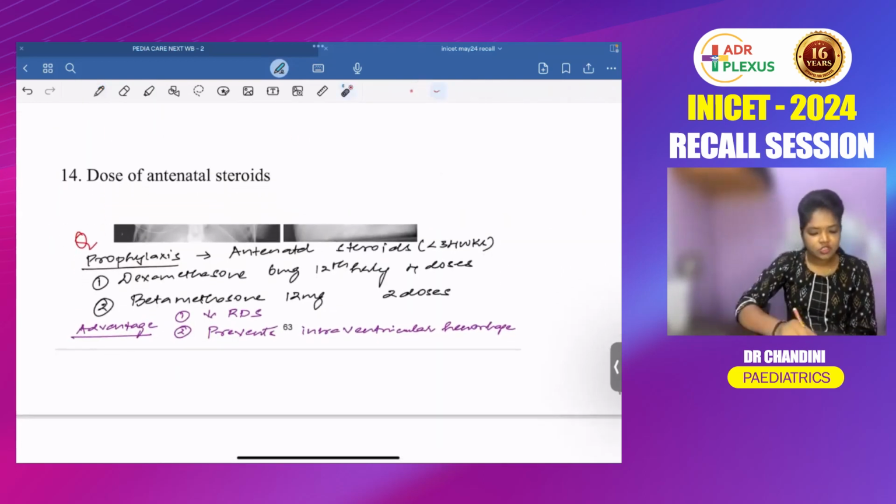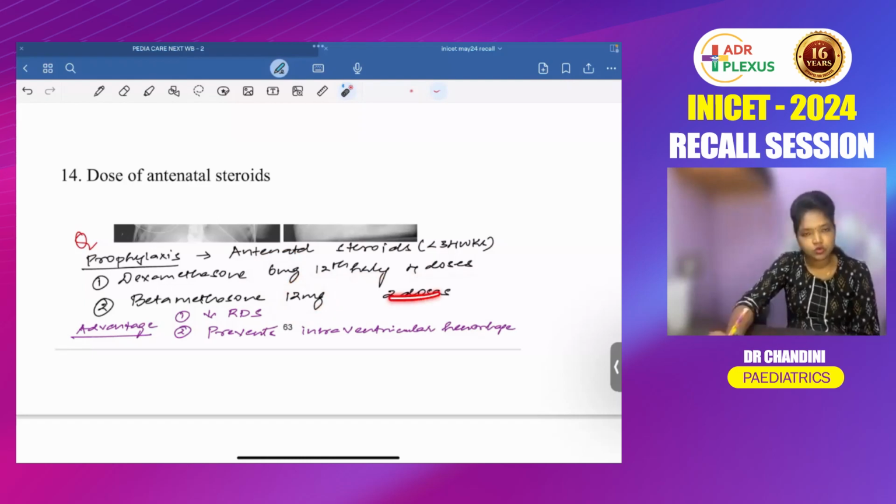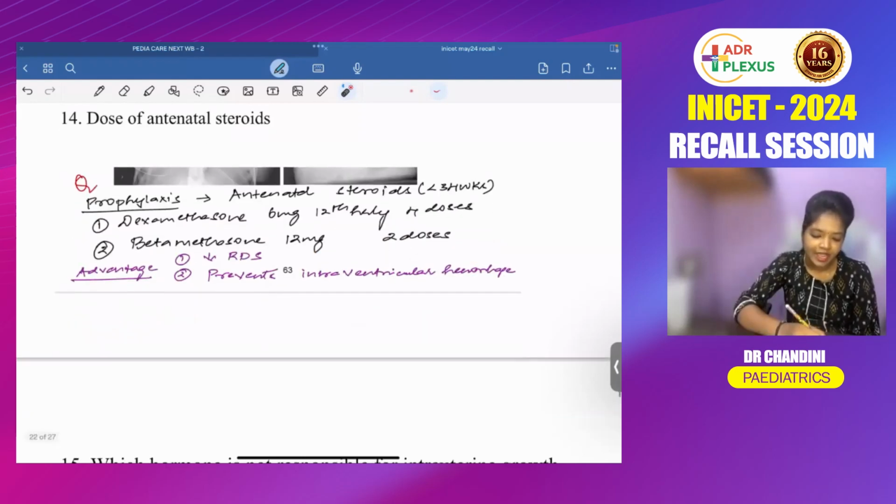14th question. This is also a previous year repeat question. The dose of antenatal steroid was asked. Combinations and permutations of dexamethasone and betamethasone were given. This is already done in our class also; the OG faculty would have taught you this. Coming to the prophylaxis of antenatal steroids, we give either dexamethasone or betamethasone. Dexamethasone is 6 mg, 12 hourly, 4 doses. Betamethasone is 12 mg, 24 hourly, 2 doses. Either this or this would have been in the options. You should have selected the right one.